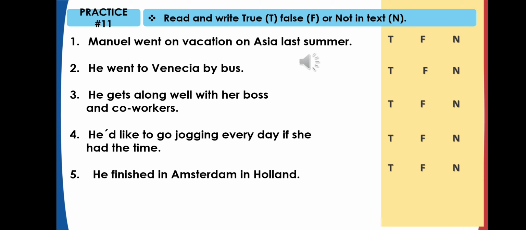Okay, guys, so now let's answer these questions, okay? Manuel went on vacation to Asia last summer, so that is false. Number 2, he went to Venezia by bus. That is false. 3, he gets along well with her boss and co-workers. That is not in text. Number 4, he'd like to go jogging every day if she had the time. That is not in text. And finally, he finished in Amsterdam in Holland.